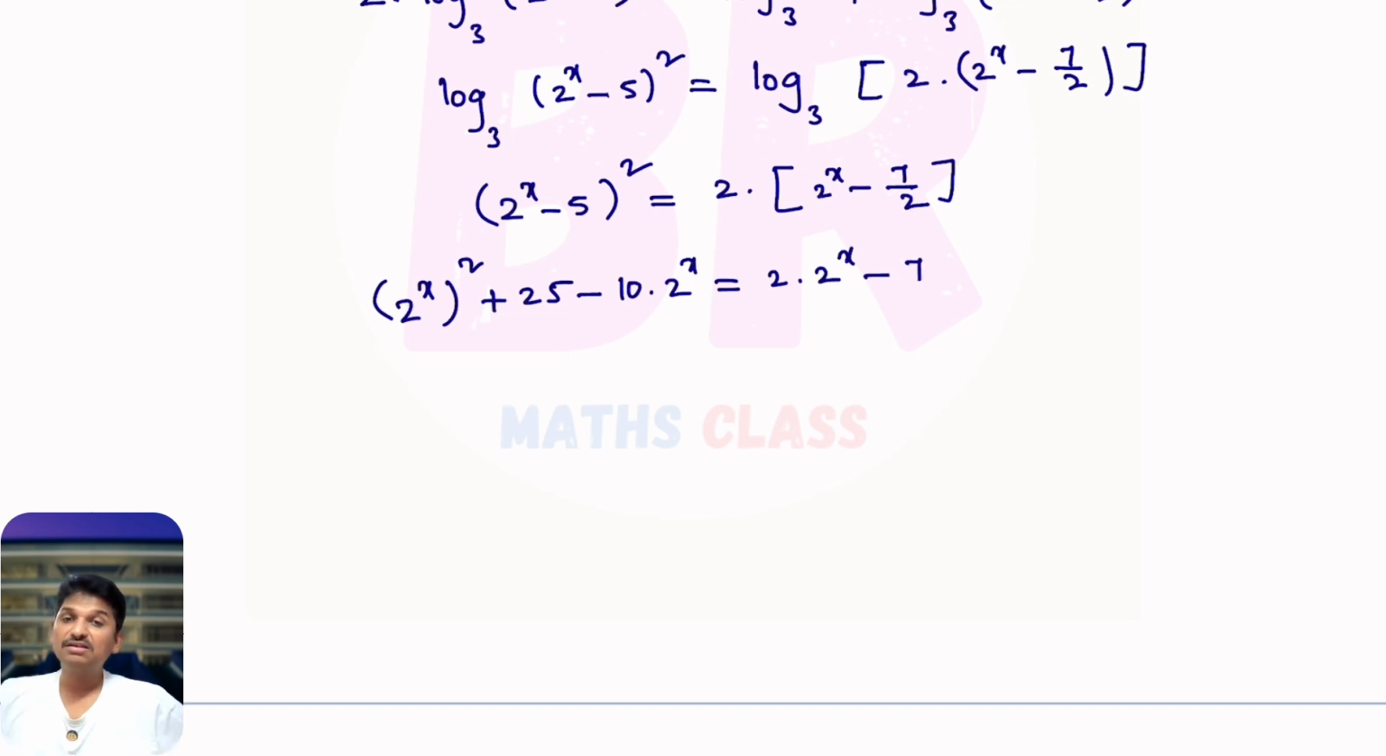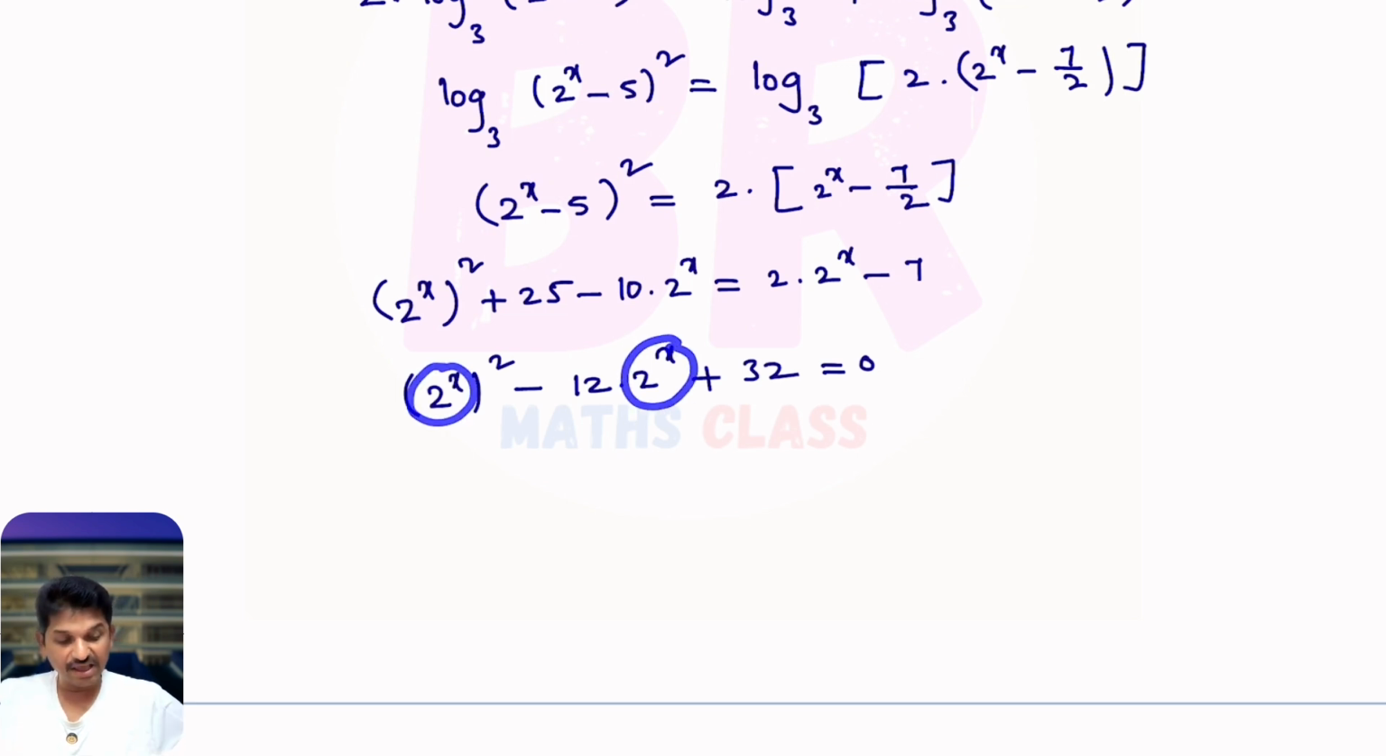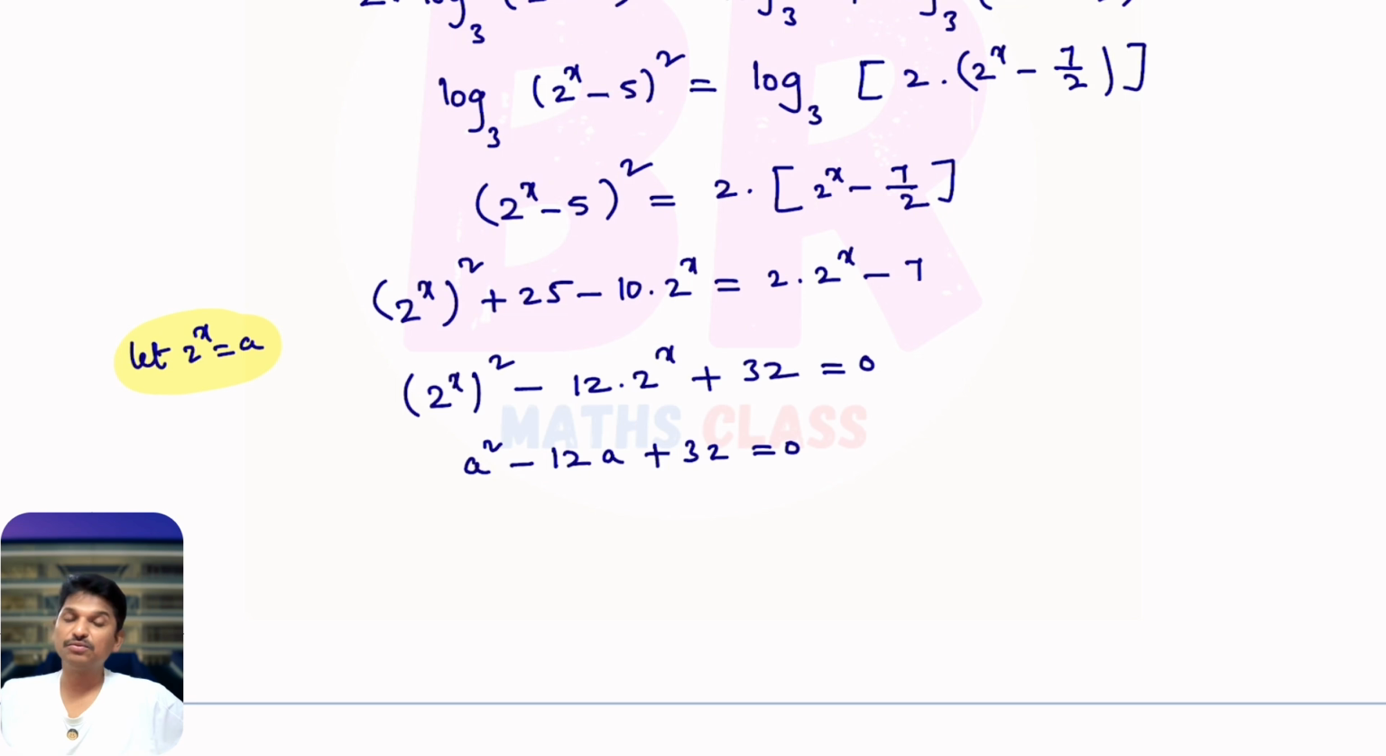Now what they are asking us is to find x. You can observe it is like an equation in 2^x, right? So what I'll do, (2^x)^2, take this 2 times 2^x to the left hand side, then what you will get? Minus 12 times 2^x plus 25 plus 7, that is 32, equal to 0, right? Now you take 2^x as some t or a. You take 2^x equal to a. Then this will become a^2 - 12a + 32 = 0, right?